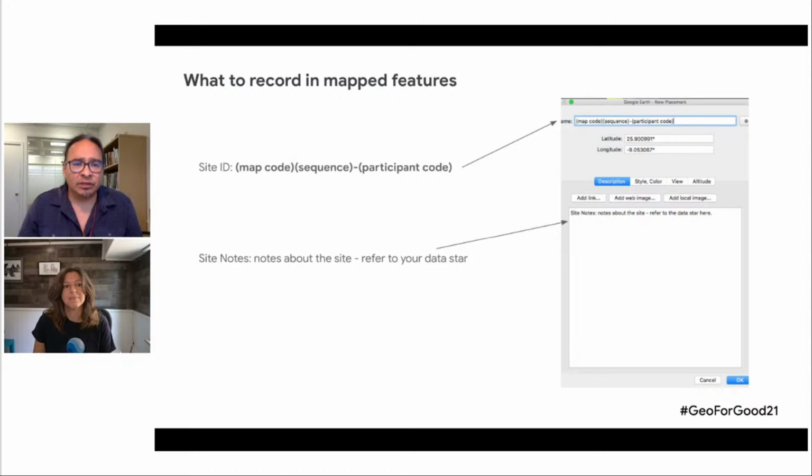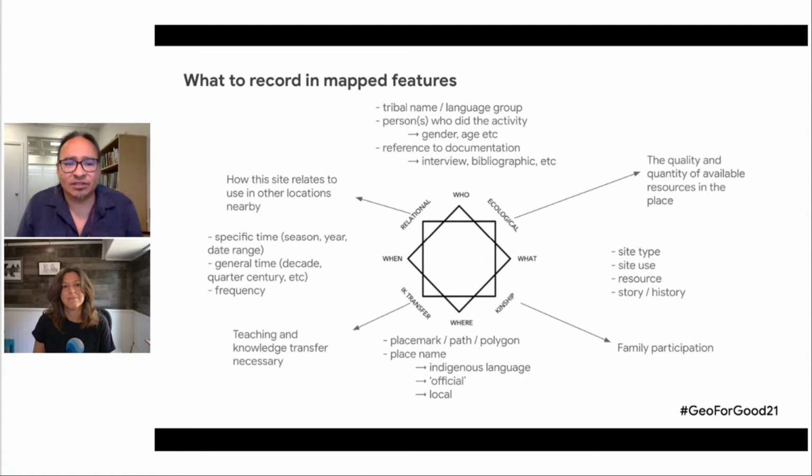In the name field, we have the site ID that includes the map code, the sequence, and the participant codes. That way we can tie all the data back, organize it, and really understand who's recording and what they're recording. But at the same time, on a site-by-site basis, we're talking about the descriptive elements of that site and notes about it. And we use what we call a data star.